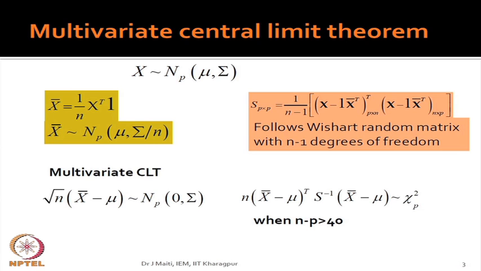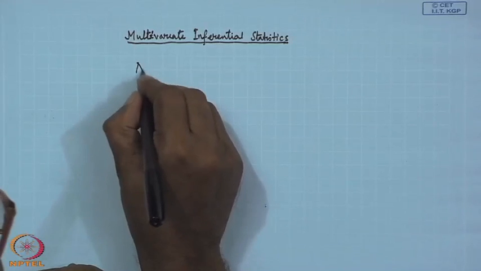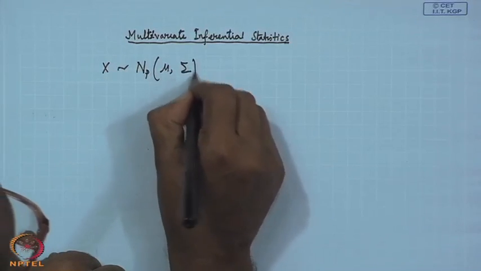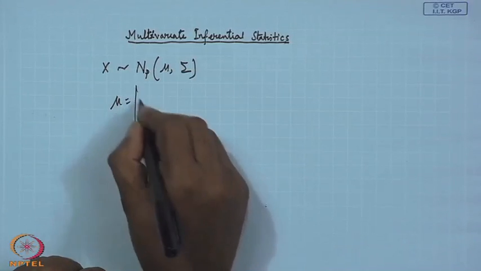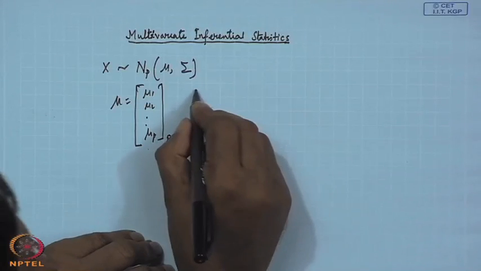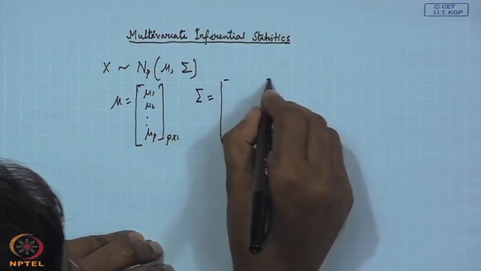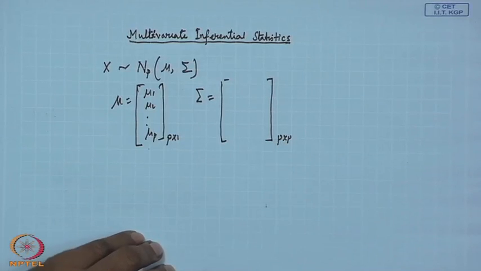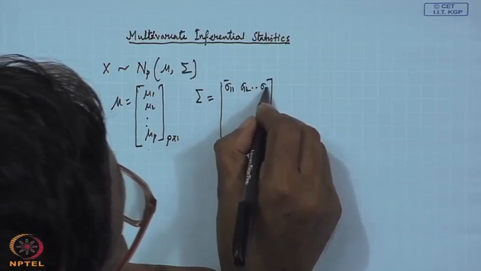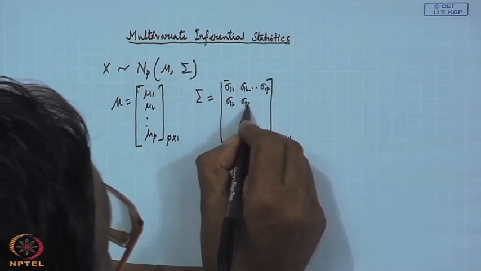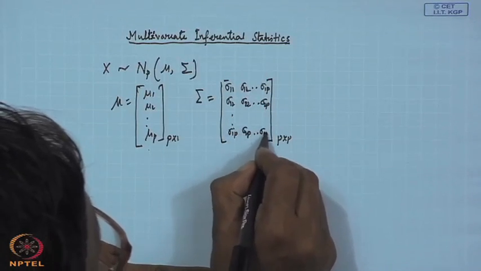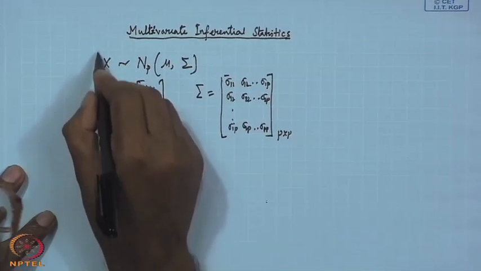Now, let us think that you are sampling from a multivariate normal distribution, where X is multivariate normal and the population parameters are mu, which is mu 1, mu 2, a mu vector p cross 1, and your covariance matrix is p cross p. You all know the elements: sigma 1 1, sigma 1 2, sigma 1 p, sigma 2 2, sigma 2 p, sigma p p. This is your population.